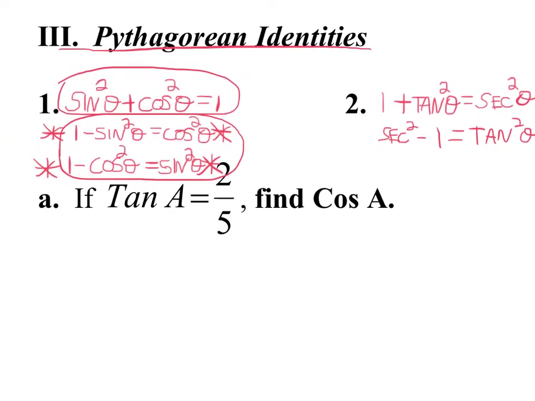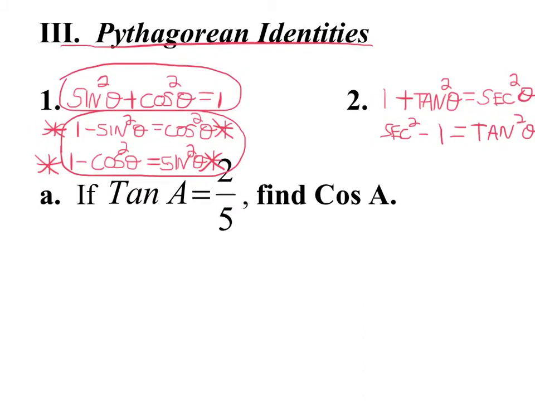All right, now how can we use this? We're basically going to use it to simplify trig identities, which will be in the next couple of videos. I'm just going to do A, and then we'll use these a lot more in the videos that follow. For A, if tangent of A is 2/5, we want to find the cosine.